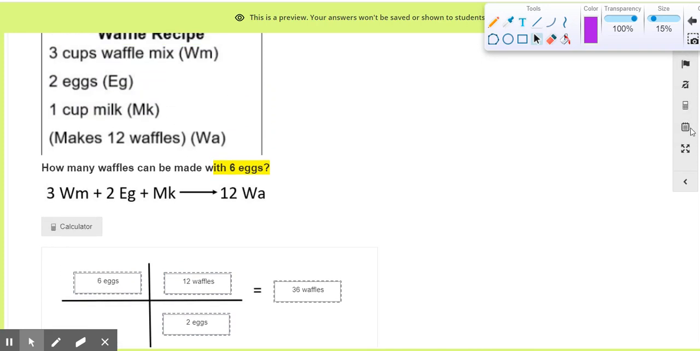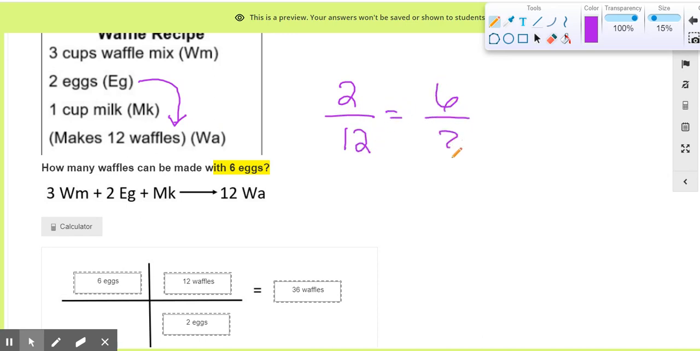You're going to do the rest of them like this. Little hint: you can also look at this recipe right here and figure out that 2 made 12 waffles, so if I had 6, how many could I make? You could set up a proportion like this, and that's fine to do to check your answer. However, make sure you come back to this and set it up just like we were doing in conversions. Use that dimensional analysis.